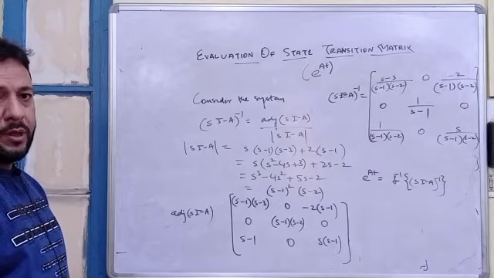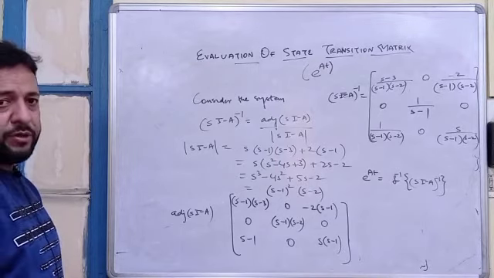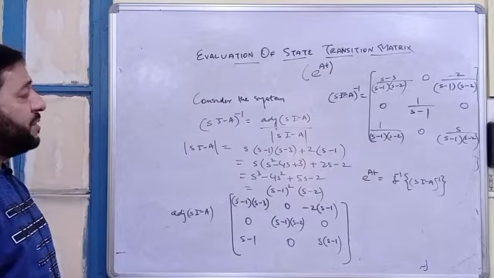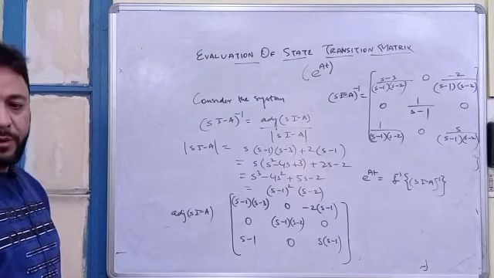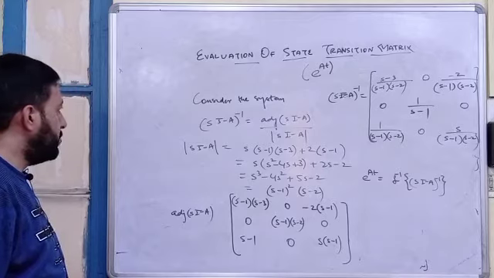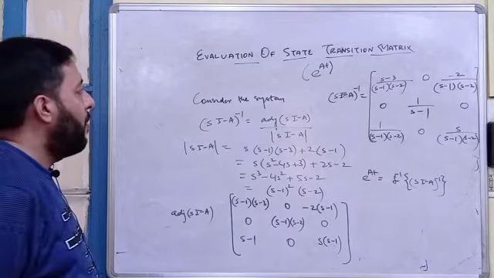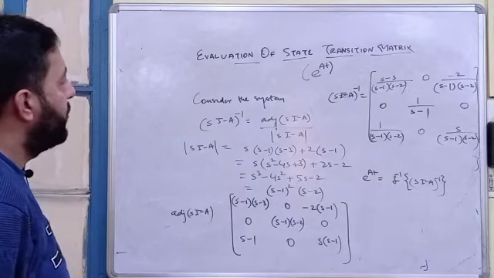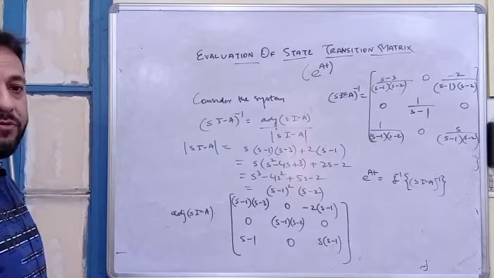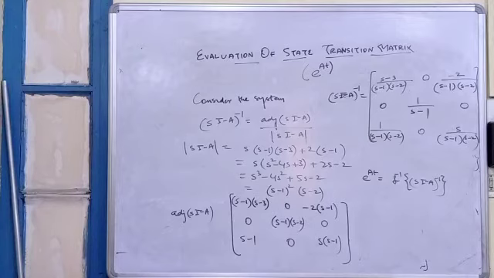Sir, we will evaluate it a little, then take the Laplace inverse. First we will separate it into two terms by partial fractions, then find the Laplace inverse of each term separately. Do the partial fraction expansion of s minus 3 upon s minus 1 into s minus 2: a upon s minus 1 plus b upon s minus 2.